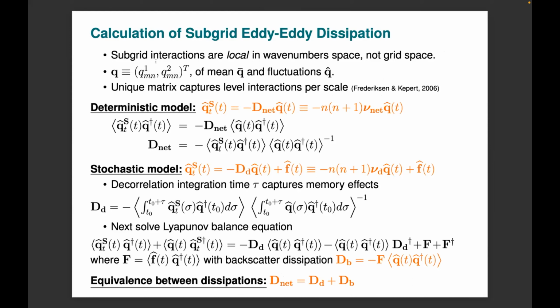The key point here is that we're exploiting the property of turbulence, if you like, that subgrid interactions are local in wave number space. This is not true in grid point space. So what I mean by that, I can write a subgrid model for a particular wave number pair or a particular scale for which the subgrid tendency at that scale is a function of the resolved field at only that scale. You can't do that in grid point space.